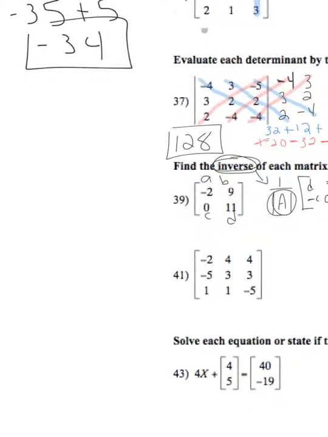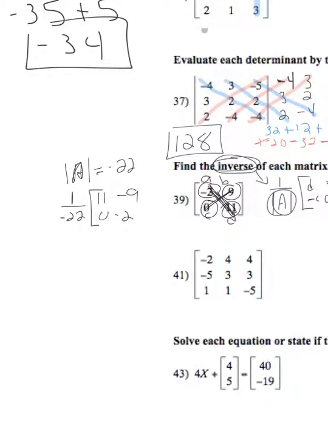Okay, well, that's just these two minus these two. So negative 22 minus 0. So the determinant of this thing, negative 22 minus 0 is negative 22. Okay, so it really is that simple now. So it's 1 over negative 22 times the matrix. So D and A will get switched. So the 11 and the negative 2 will get switched places. So 11 and negative 2. And then the B and C are negated, so negative 9 and negative 0.